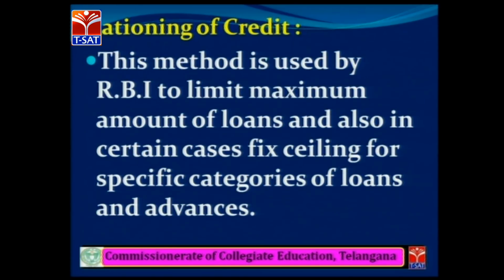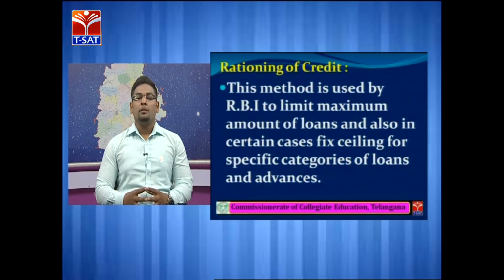Now, rationing of credit. This method is used by the Reserve Bank of India to limit the maximum amount of loans, and also, in certain cases, to fix a ceiling for specific categories of loans and advances. RBI controls credit and regulates each and every bank to limit the maximum amount of loans that can be given by commercial banks to all the persons in a country. They fix the maximum amount that has to be given for special categories of loans and advances.